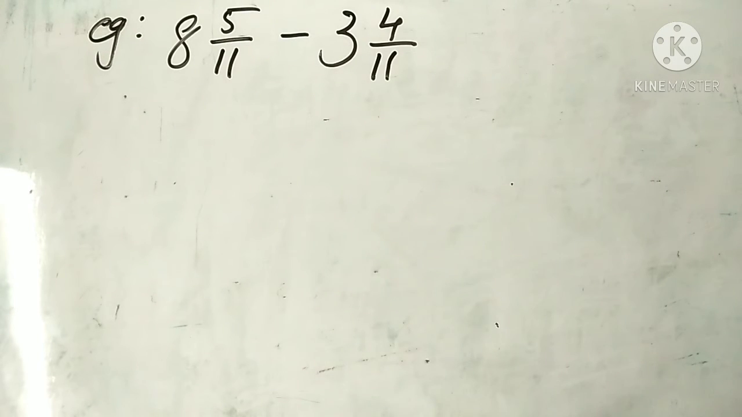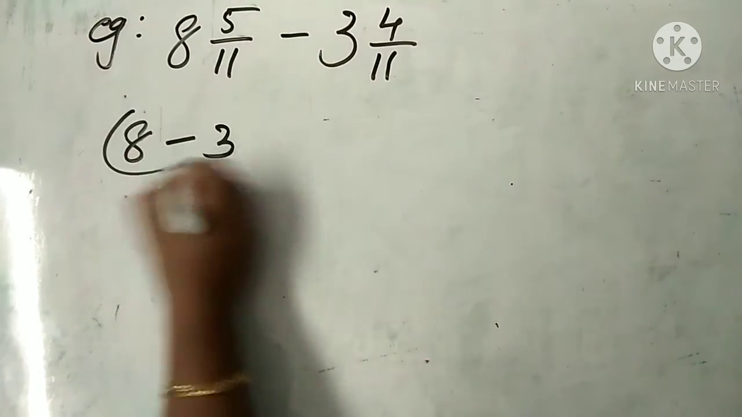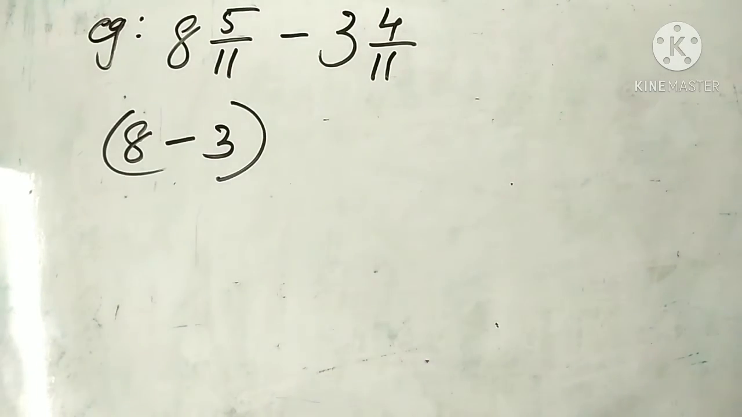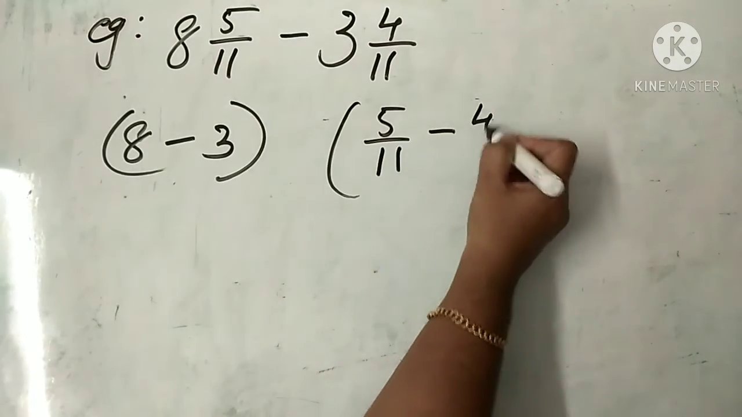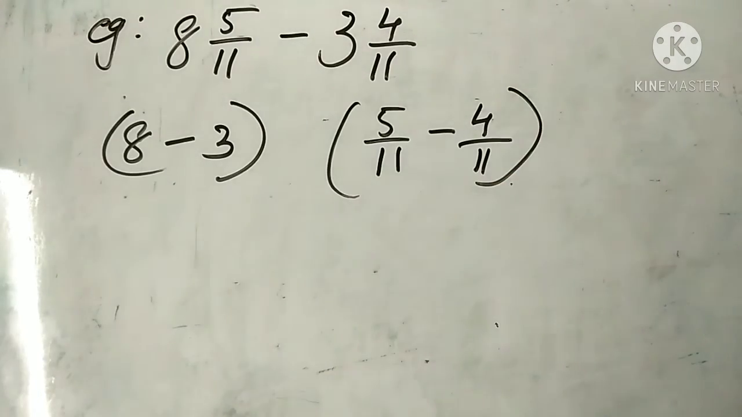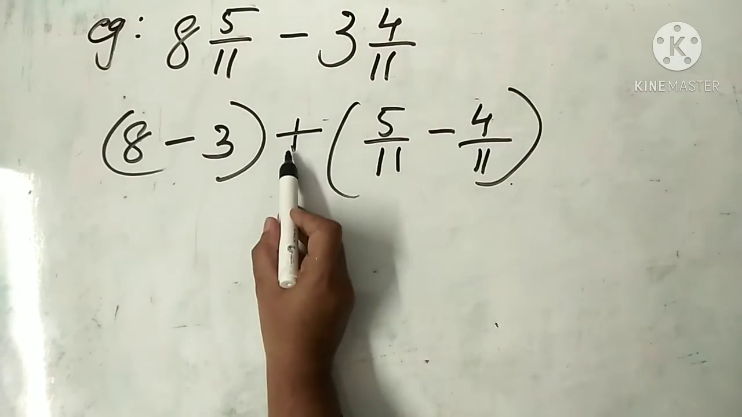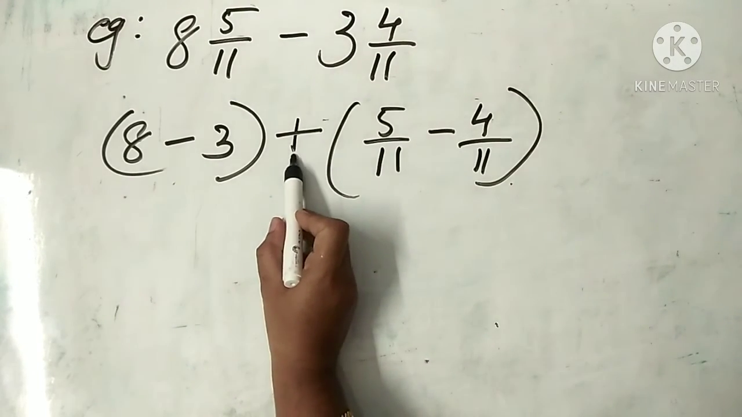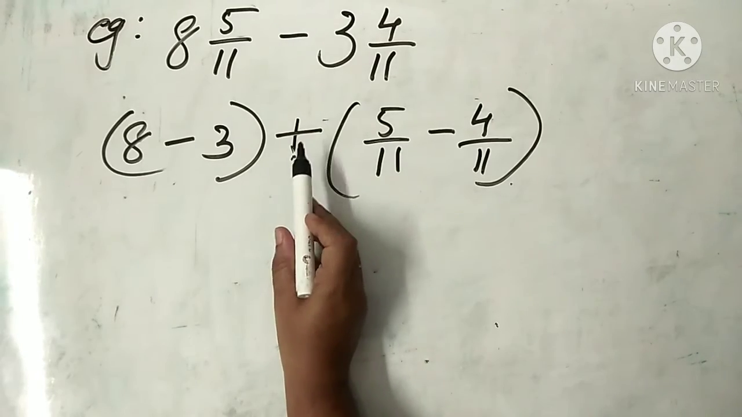Okay. Another example. 8 5 by 11 minus 3 4 by 11. First step is you have to subtract the whole numbers, 8 minus 3. Second step is you have to subtract the fractional part, 5 by 11 minus 4 by 11. Third step is you need to add both. Children, please note, here you have to do the addition. Here is the place where children usually make mistakes. They subtract here also. So please note it. Here you need to add.